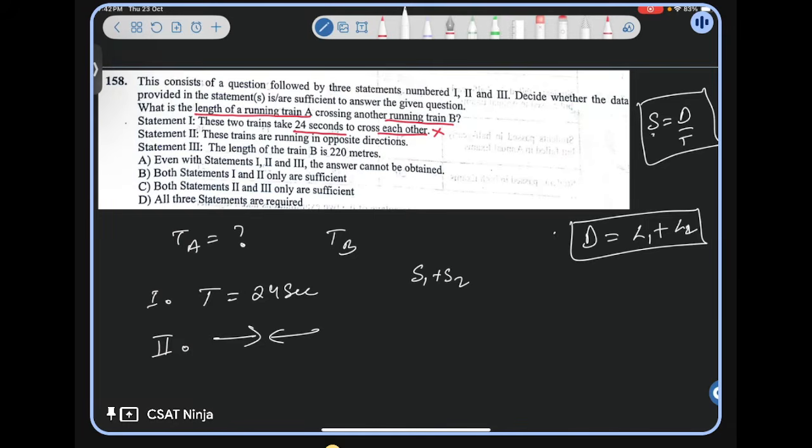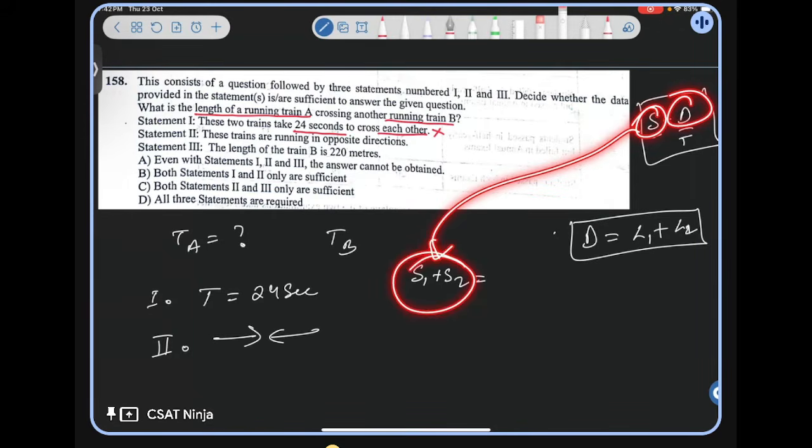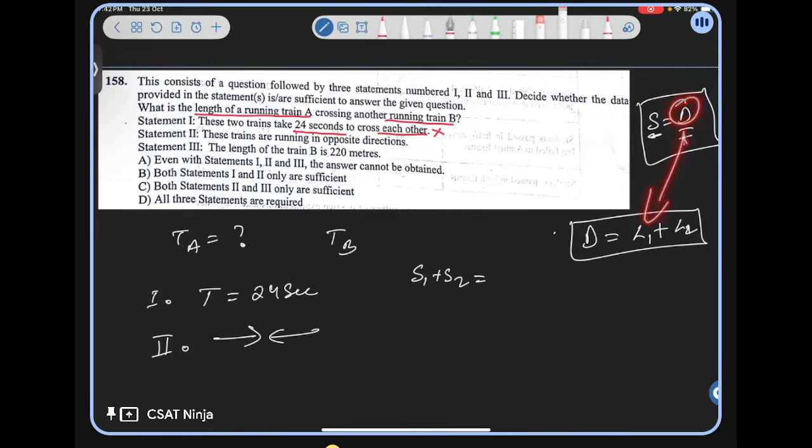So in this case, the speeds are speed 1 and speed 2, and the speed here is how much? Speed 1 plus speed 2. Why speed 1 plus speed 2? Since there are two moving bodies, that's the reason why we need to use relative speed. And what is the distance? Distance is the length of train 1 plus the length of train 2, divided by time. So you look at this one.